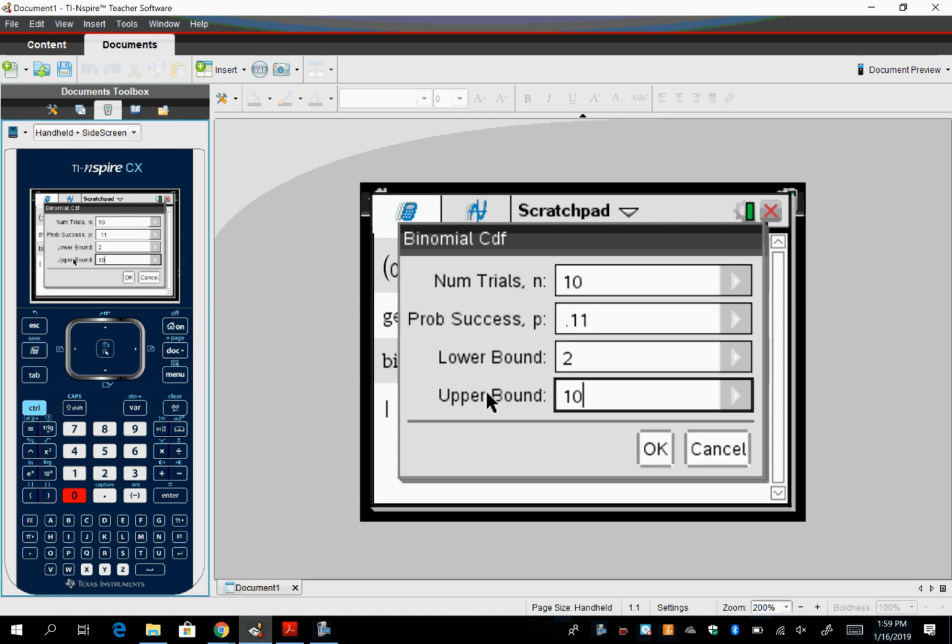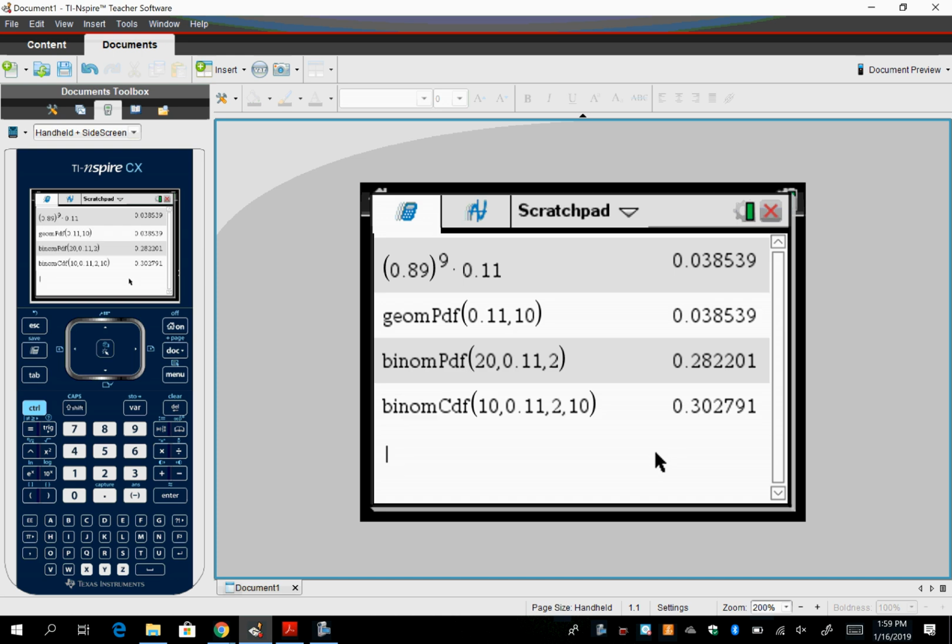So this is something you could do if it said no more than 6. What if it had said no more than 6 out of 10? Then what would be your lower bound? 0. Upper bound? 6. See the difference there? Okay. Hit OK. 0.303. Questions on number 4 and using the Nspire?